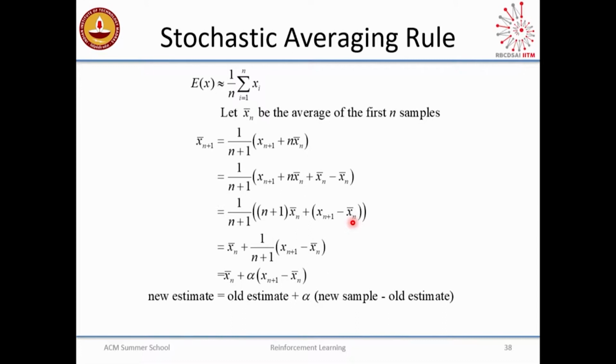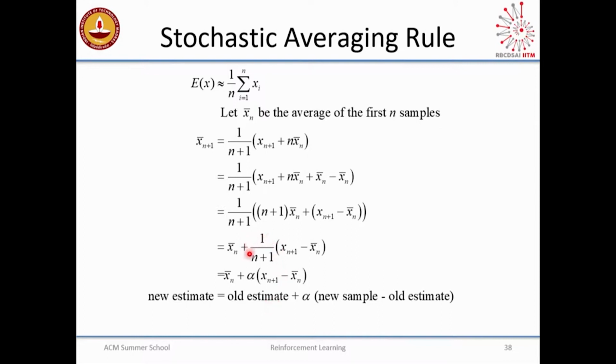Okay? Then I can take the n plus 1 inside. So this will become x bar n, and this will become 1 by n plus 1 into x n plus 1 minus x bar n, right? So this part is clear, right? I just took that n plus 1 inside.